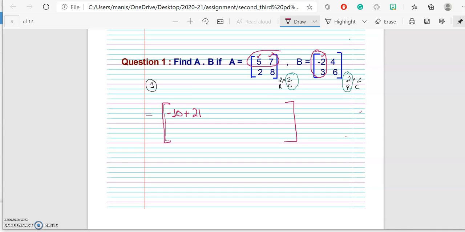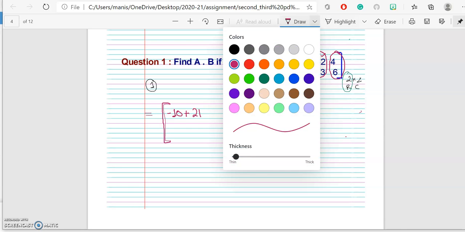Now you can see there is one more column left over here. So I will again take the same row and multiply with the second column. So 5 times 4 gives me 20, plus, and second number with second one, 7 times 6 is what? 42. So I am done with the first row.